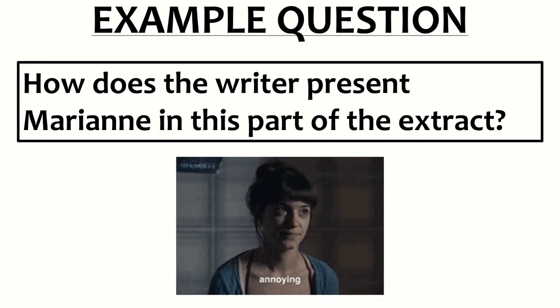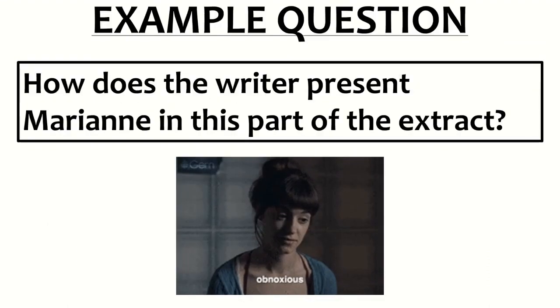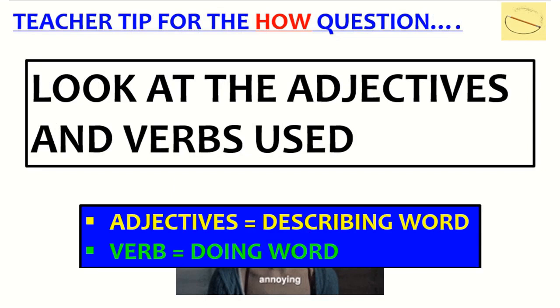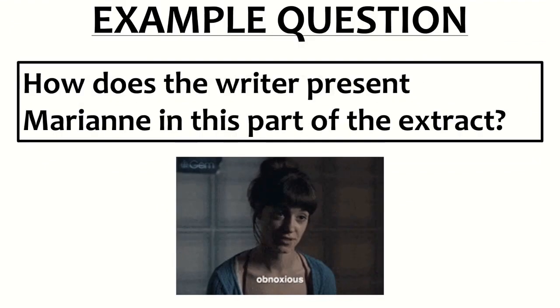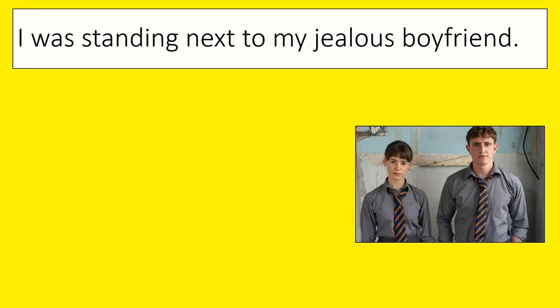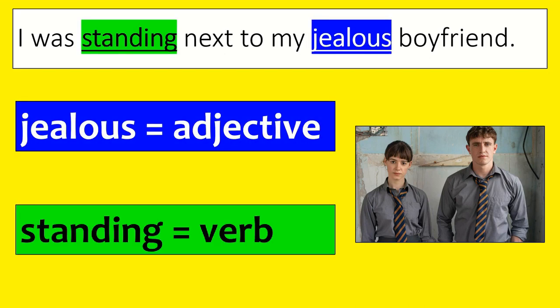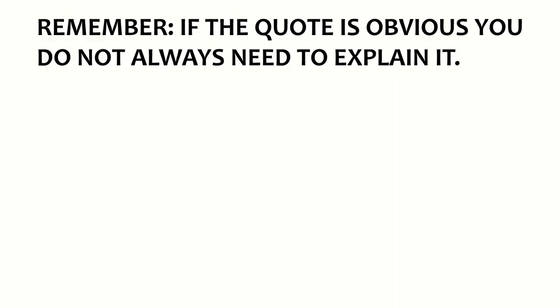So let's say the question was, how did the writer present Marianne in this part of the extract? And remember, adjectives are describing words, verbs are doing words. If this quote was, I was standing next to my boyfriend, there's not a lot we can say to it. But because the writer uses the adjective jealous, it tells us something about Marianne and the boyfriend. Okay, remember, if the quote is obvious, you don't need to explain it.